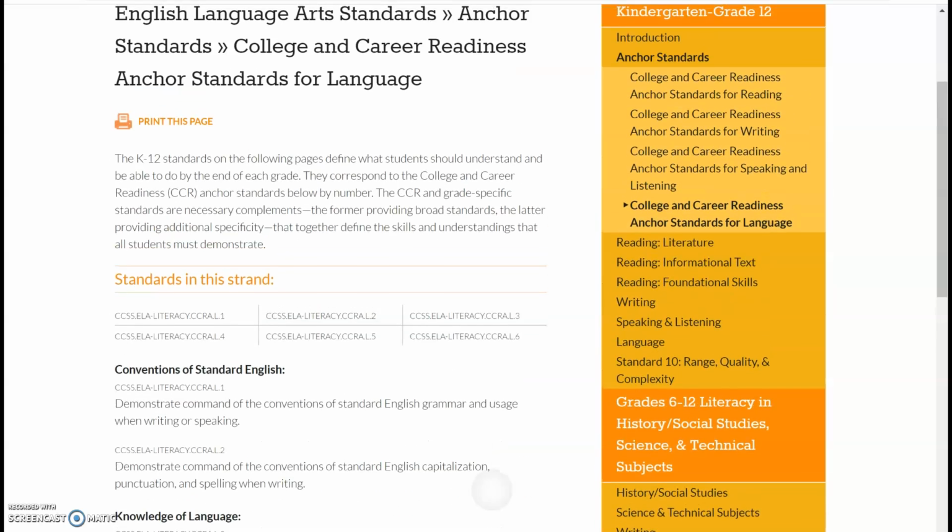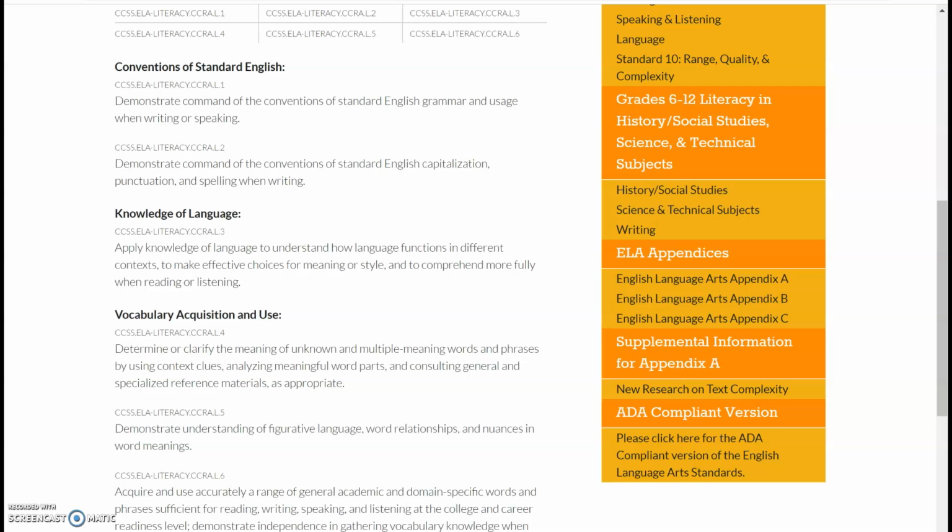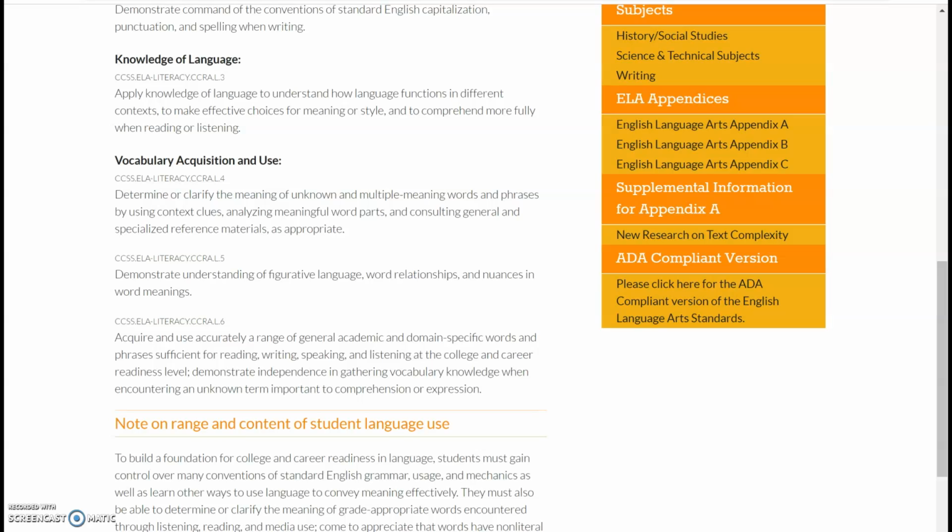Then we have the language anchor standards. So most of this is just saying, okay, no matter if you're writing or speaking, you need to be grammatically correct and use proper grammar and proper English. But also we move on into vocabulary, which kind of goes into what we did in class. So students are expected to be able to use context clues to find out words in their readings. They're also expected to use figurative language and acquire a range of general academic and domain-specific words and phrases.